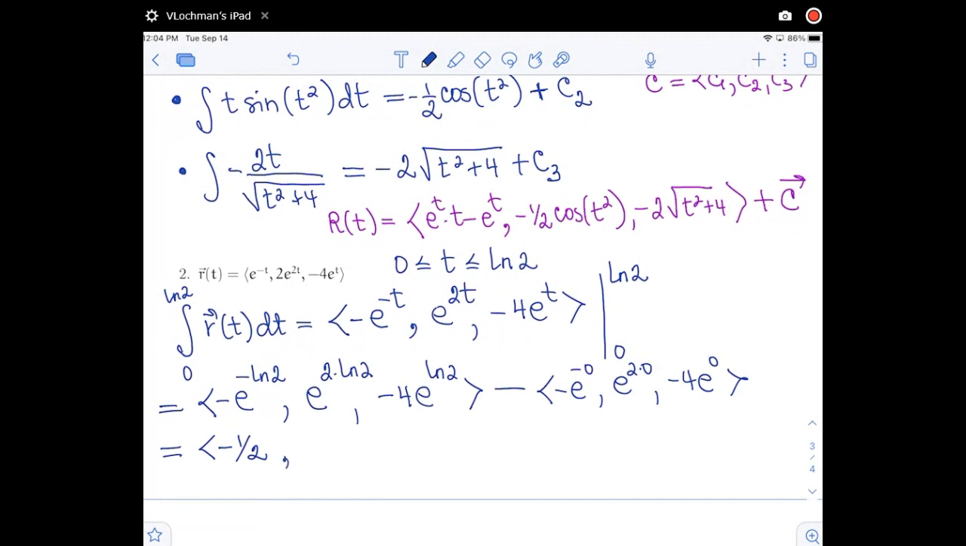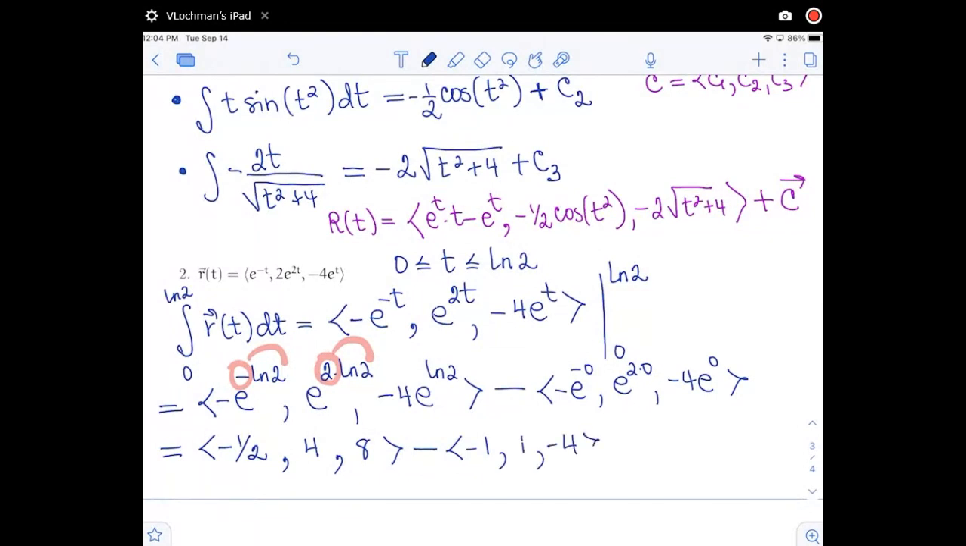Then same idea here. So let me highlight these. That comes up here, that comes up here. 2 to the second power, that's 4. So this component is 4. And then here, this is just negative 4 times 2, so this is 8. And we get negative 1, positive 1, and negative 4 for the second vector.